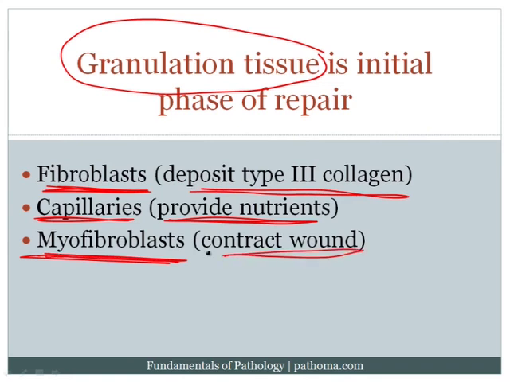Each of these are very important to be familiar with, but let me take a step back. First of all, when we talk about granulation tissue, I want to make it very clear that granulation tissue is different than a granuloma. Unfortunately, sometimes students confuse these two terms because they sound a little bit similar. What is a granuloma? A granuloma is a subtype of chronic inflammation. And what's the hallmark of a granuloma? Epithelioid histiocyte.